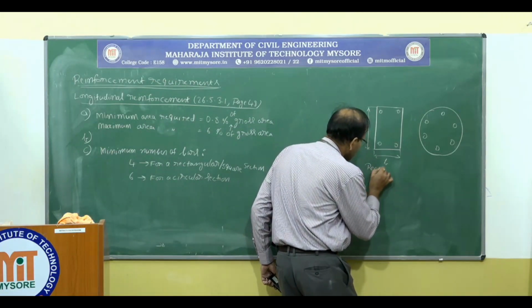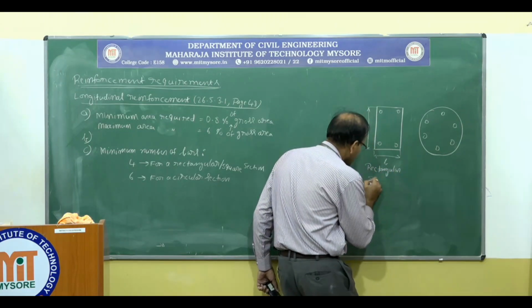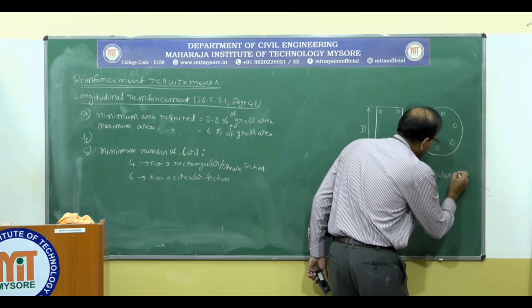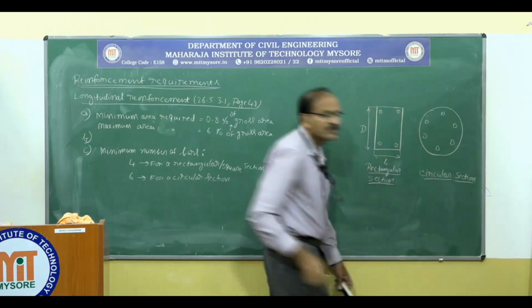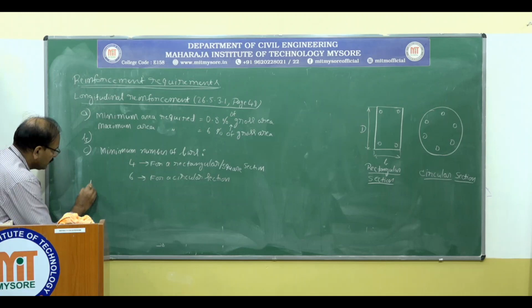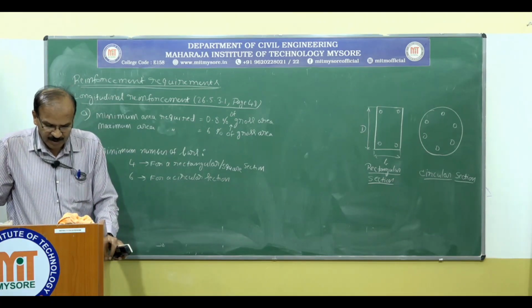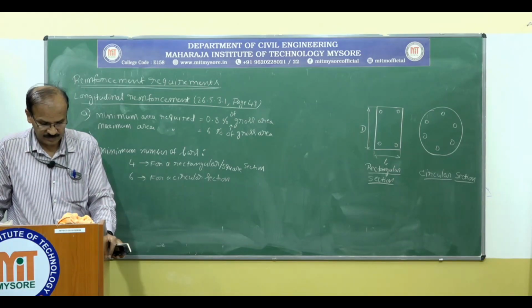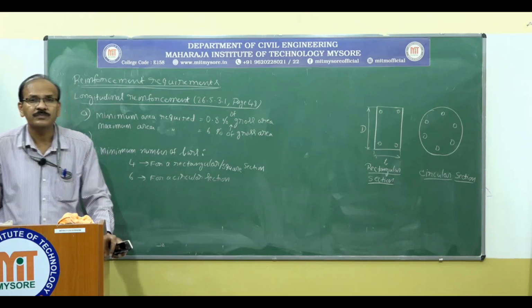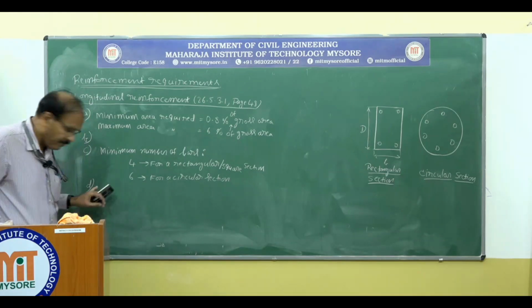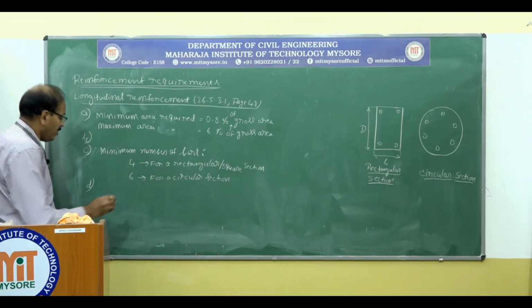This is rectangular section or square section. This is a circular section. Is it clear? So we will go with the next point, that is point D. Minimum diameter of bar, write down, or else just write down that figure. Next, point number D. Minimum diameter of bar.